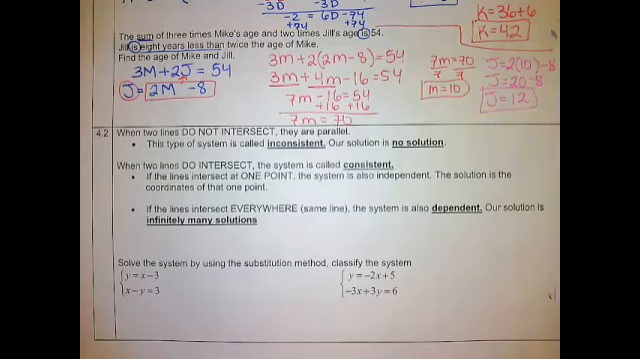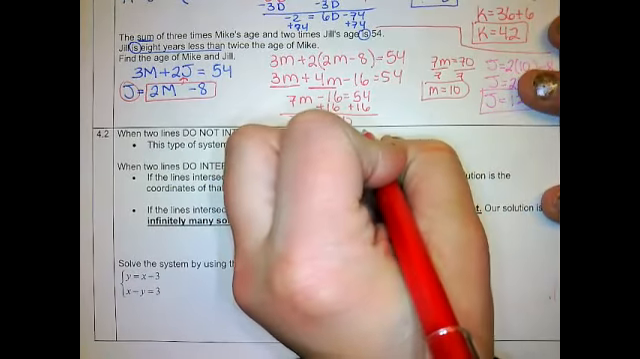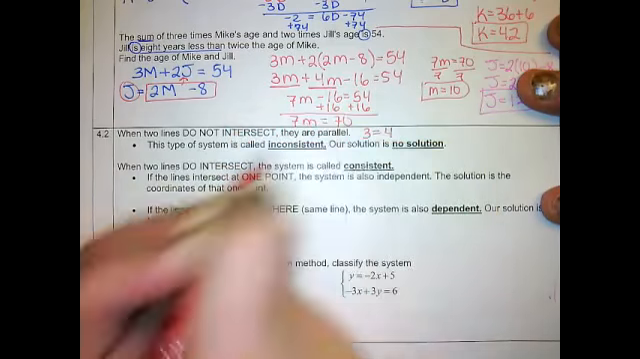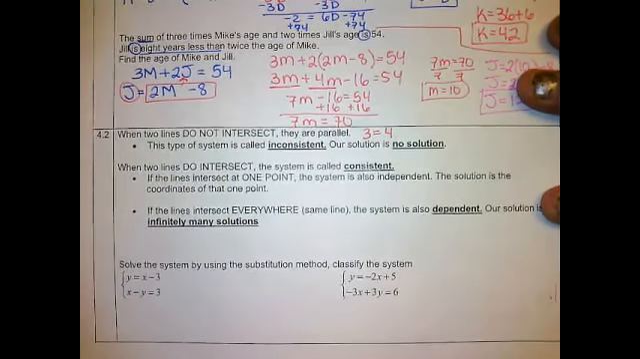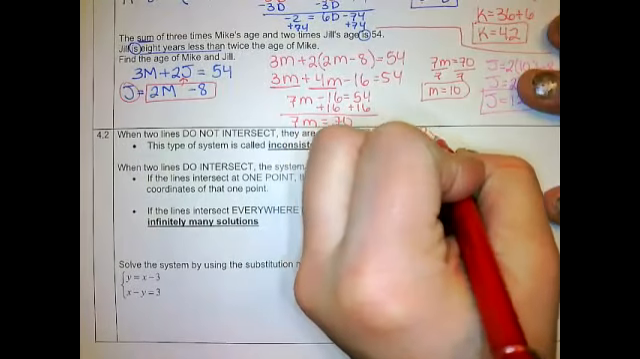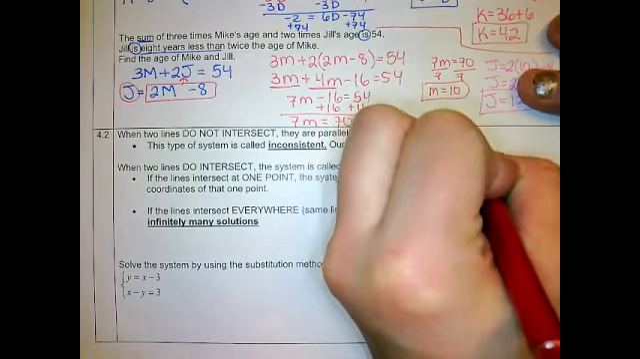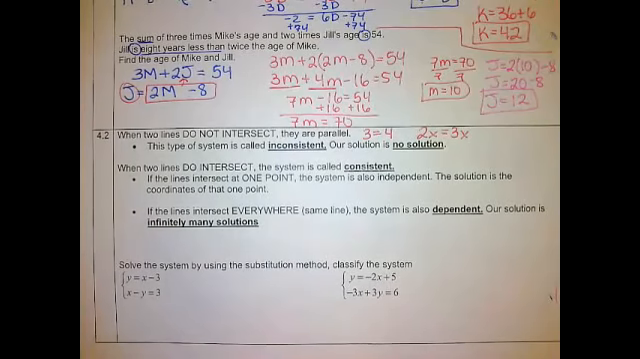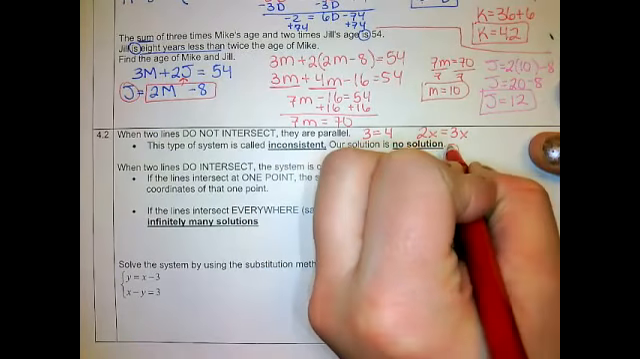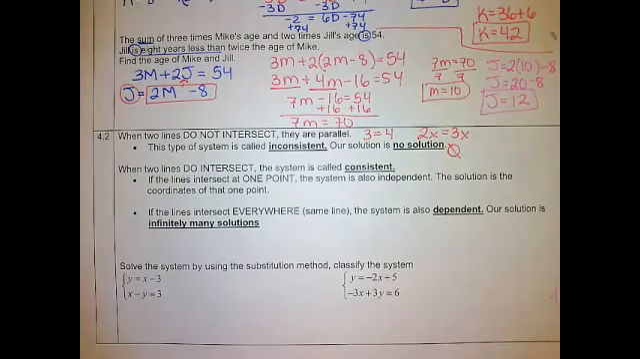Okay, so when two lines do not intersect, they are parallel. So this is called inconsistent, and our system has no solution. So what we will get here is we will get something at the end that looks like 3 equals 4, which can never, ever happen. Or 2x equals 3x as long as x is not 0. Can never happen. So that's inconsistent or no solution. And remember, the symbol for no solution is that circle with a slash through it.